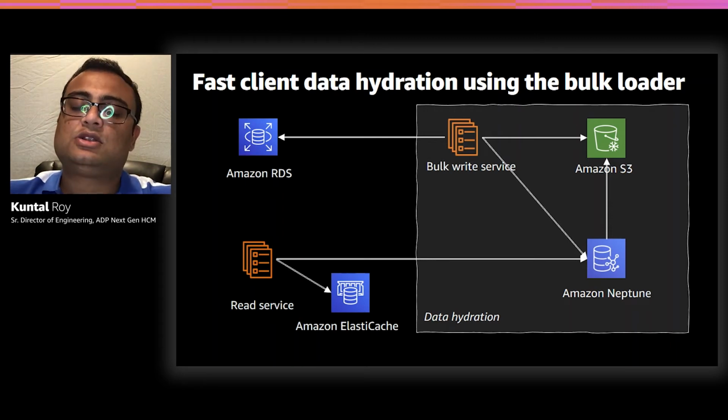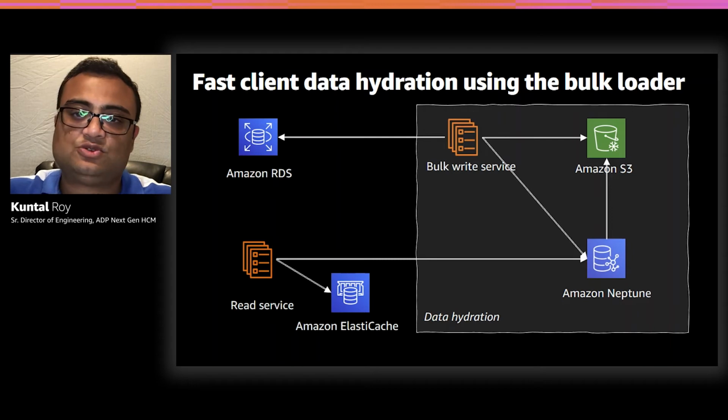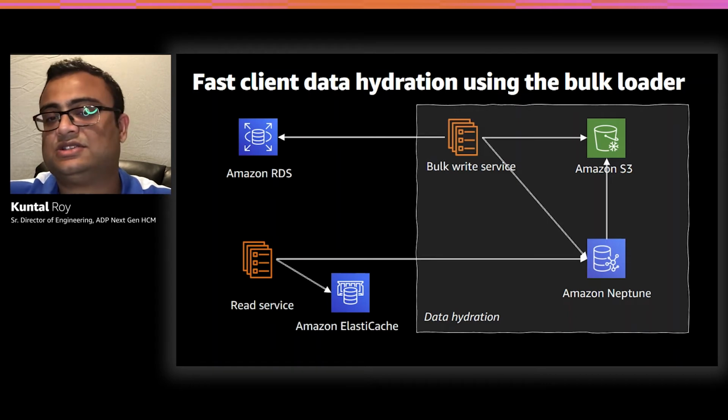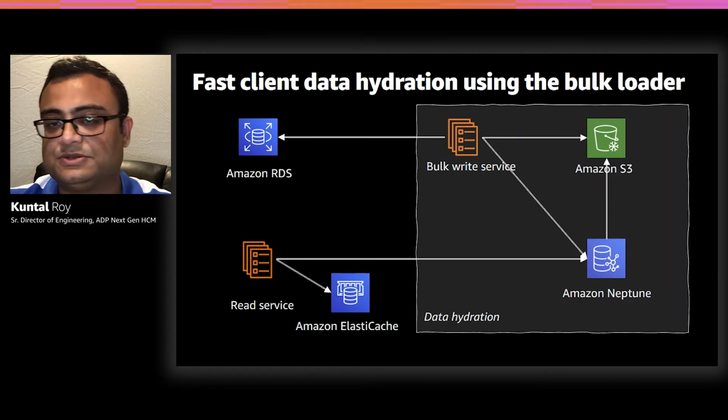While the bulk loader is loading, there is also a read service you can see on the bottom left, which is pulling data from Amazon's Neptune as well as from Amazon ElastiCache, depending on the usage, whether it is directly querying the database or hitting the cache.